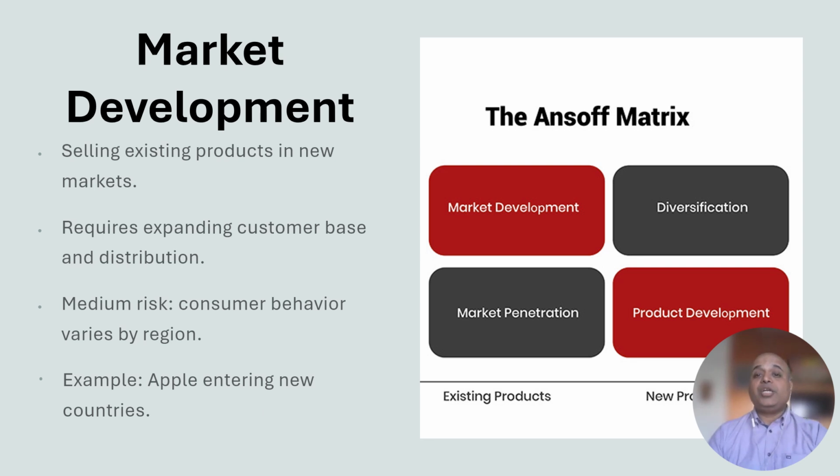Next, targeting new customer segments. A company might already sell sports shoes to athletes, but then starts marketing them to casual walkers or office workers as well. Next, new distribution channels. Businesses might expand their reach by selling online, partnering with new retail stores, or even using different social media platforms to reach a new audience.